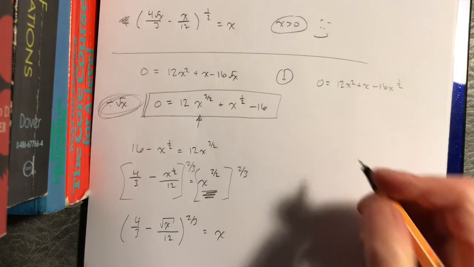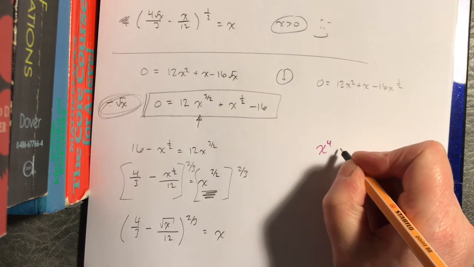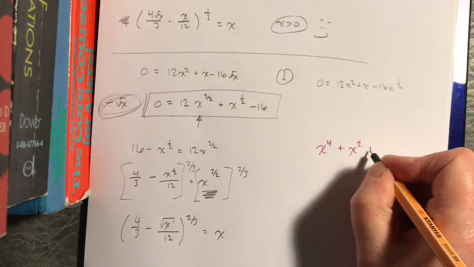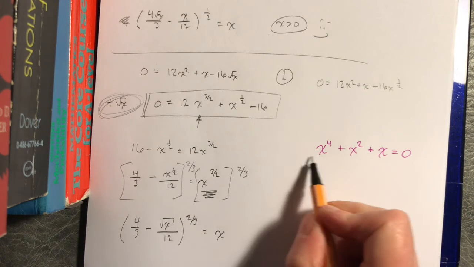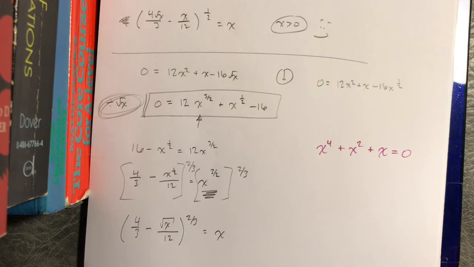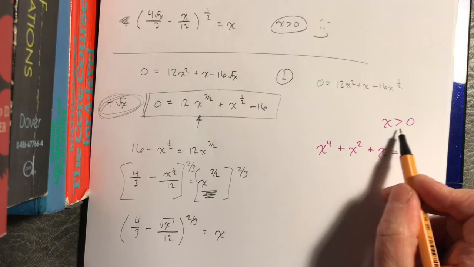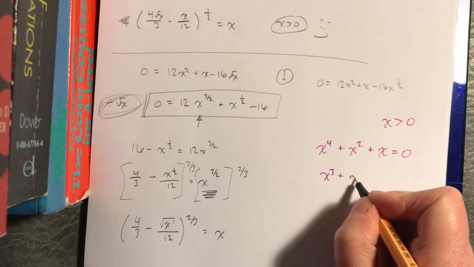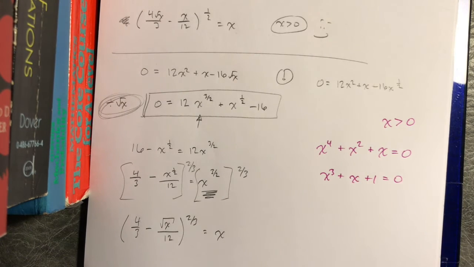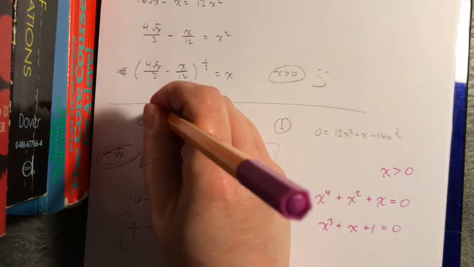Here's an analogy. What if you had x to the 4th plus x squared plus x equals 0? My friend Colin said, would you not divide everything through by x? Or if you know that x can't be 0, would you not divide everything through by x? And I'm like, well, yeah, I would. And he's like, okay, you're doing the same thing here.